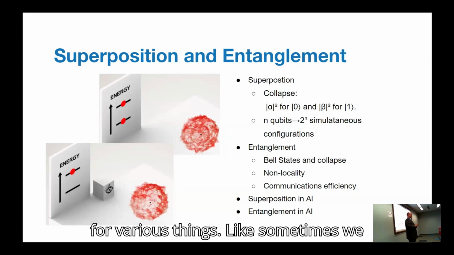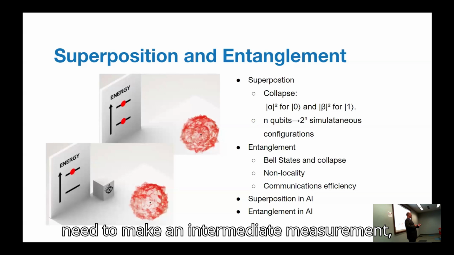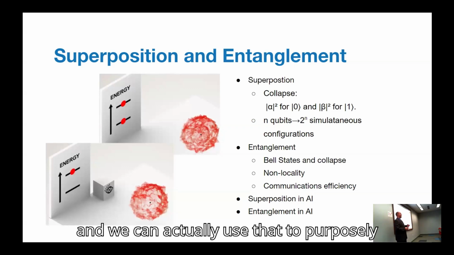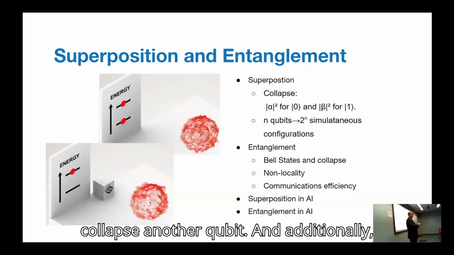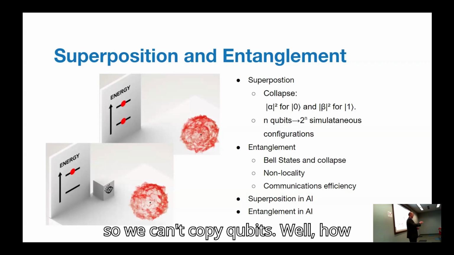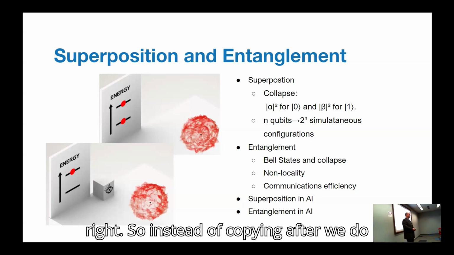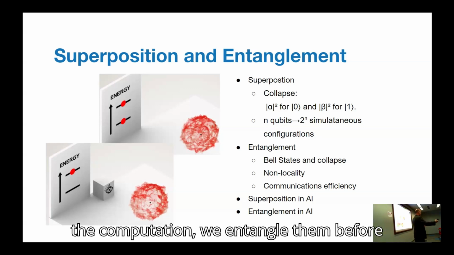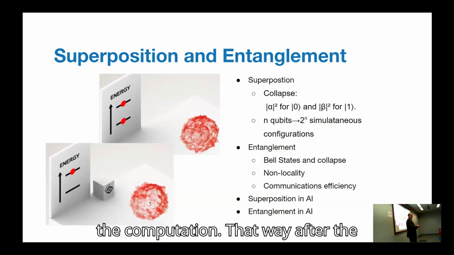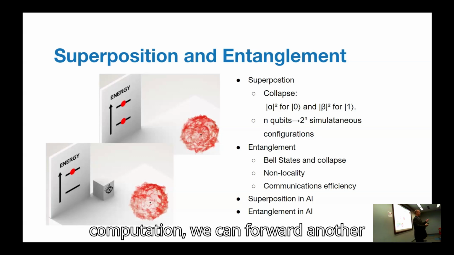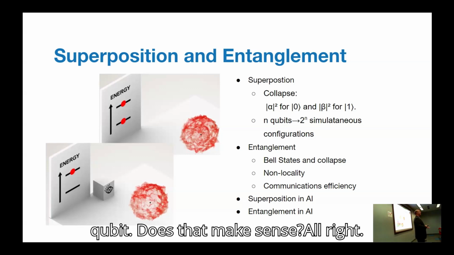Sometimes we need to make an intermediate measurement, and we can use that to purposely collapse another qubit. Additionally, we can't copy qubits. So how are we supposed to transfer data in one algorithm? We can force another qubit to be the same value as a qubit. That's right. So instead of copying after we do the computation, we entangle them before the computation. That way, after the computation, we can forward another qubit. Does that make sense? Yeah.